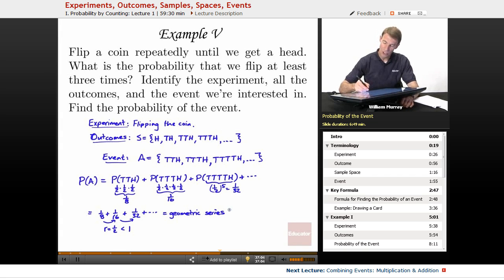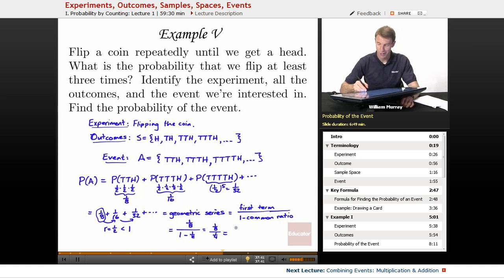So it does converge. And we learned back in those lectures on Calculus 2, the sum of an infinite geometric series, I'm going to write it in words, is the first term over 1 minus the common ratio. In this case, our first term is that 1/8 right there. So it's 1/8 over 1 minus the common ratio, which is 1/2. So 1/8 over 1 minus 1/2.